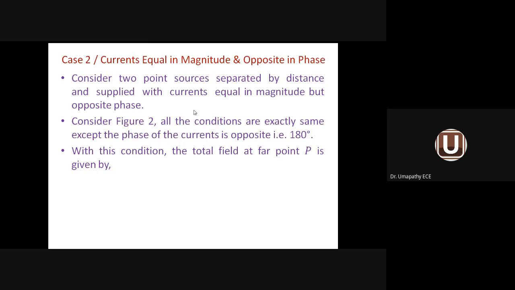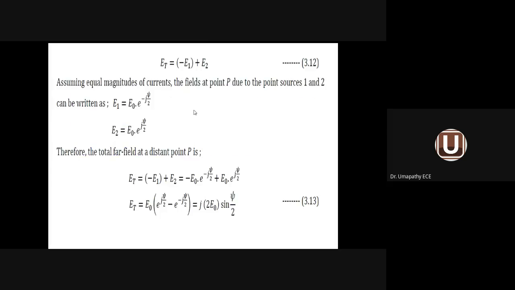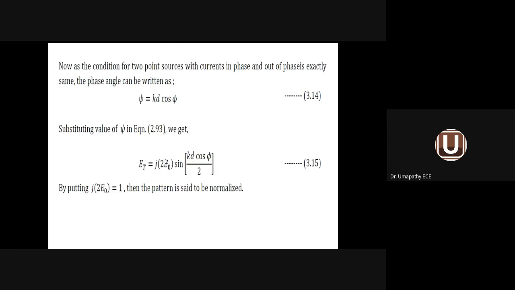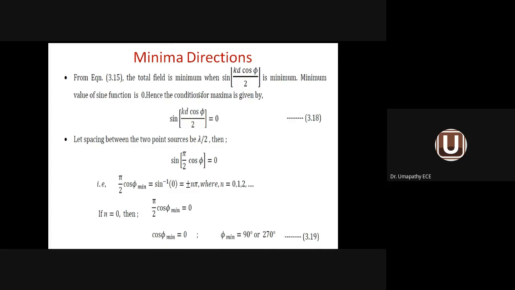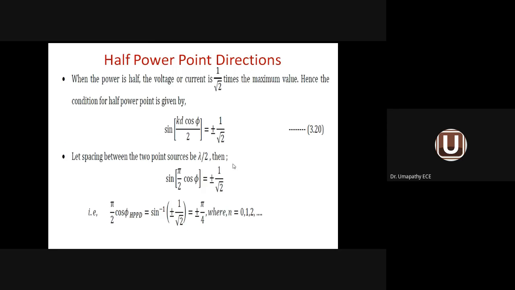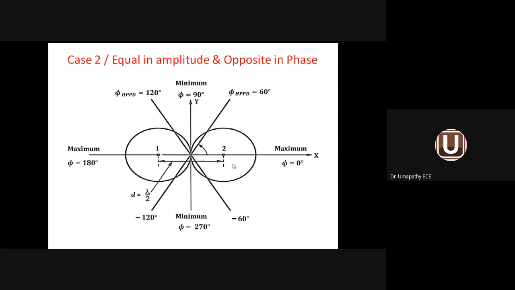Similarly, for case 2, current equal in magnitude and opposite phase. So we are calculating the expression for ET in terms of sine angle. Then we go for the maxima angle. The maxima angles are 0 and 180, which is totally opposite to case 1. Minima direction is 90 and 270. This is also opposite to the case 1 direction. Then the off power point remains the same.